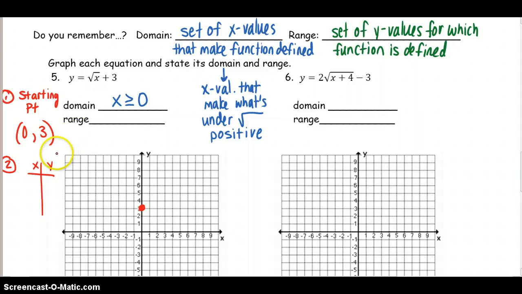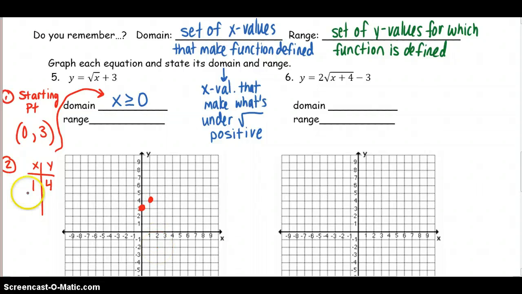Okay, now don't forget this domain up here. x has to be greater than or equal to 0. So when I pick my x values, don't go picking -7 or something. That wouldn't fit our domain. So I'm going to pick 1 first. Okay, square root of 1, that's just 1, plus 3 is 4. So there's 1 point, (1, 4).